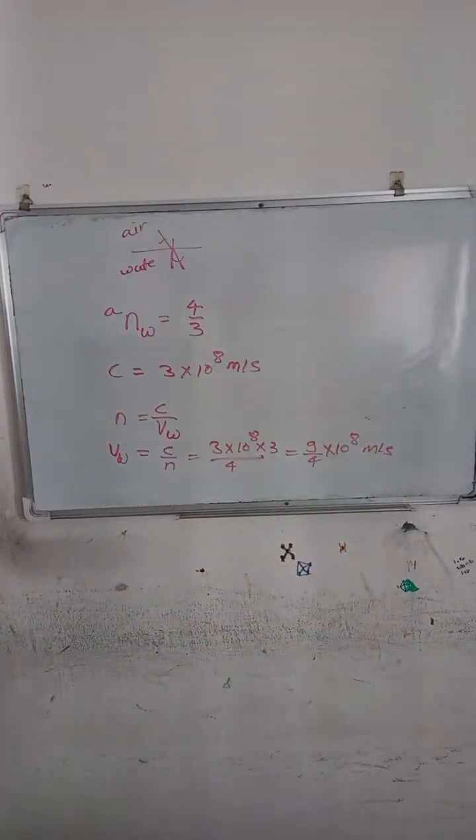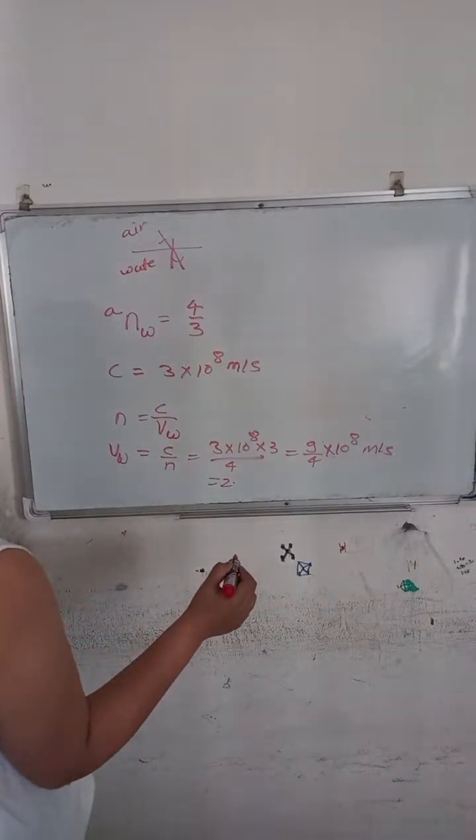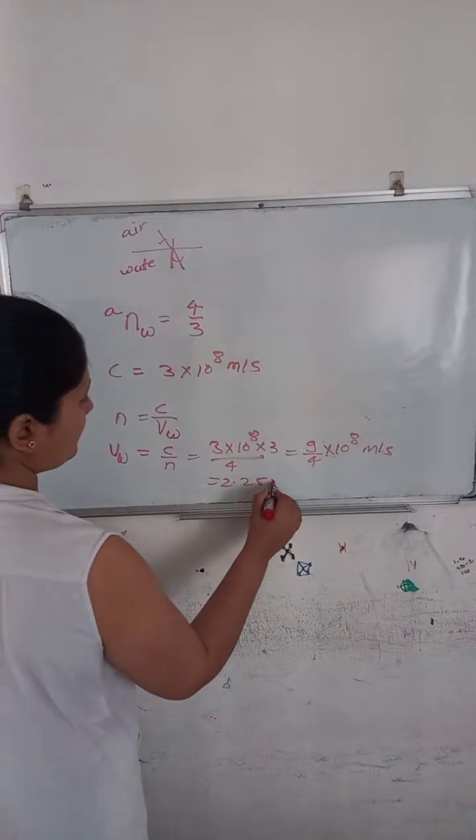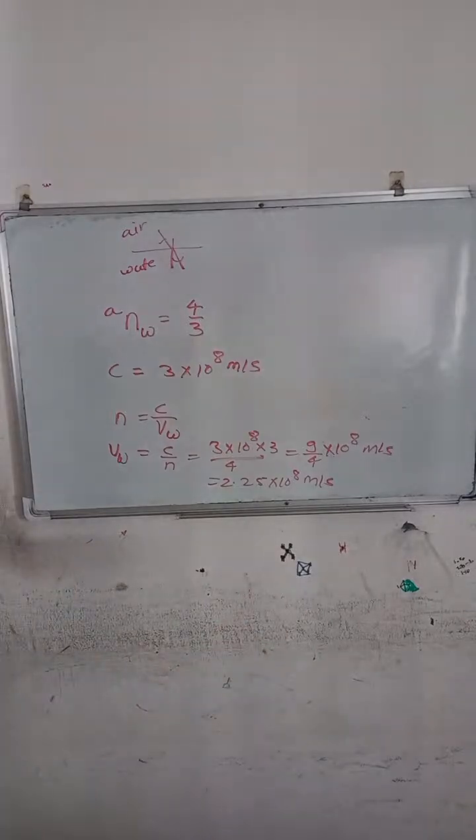Now do this division. 9/4 is 2.25 into 10 raised to 8 meter per second. So this is the answer. Very simple 2-mark questions are there. Many times students ignore this refraction, but this chapter, this point is very important. Those who are going for science also, for them the same chapter we have.